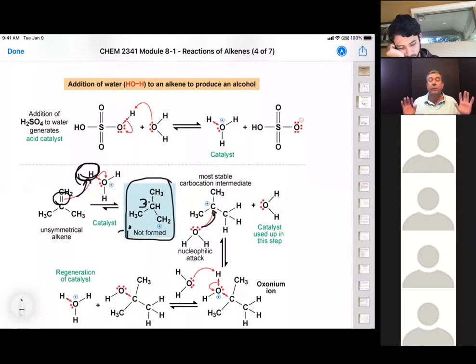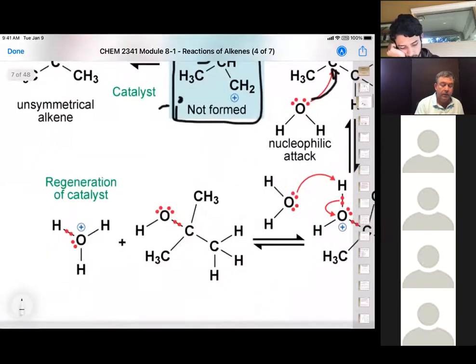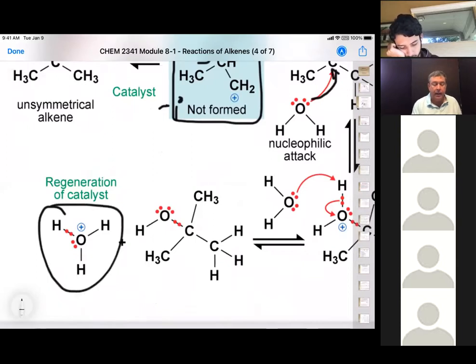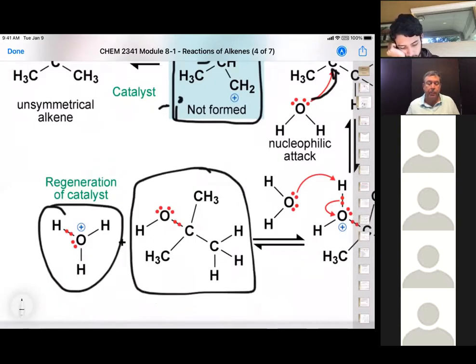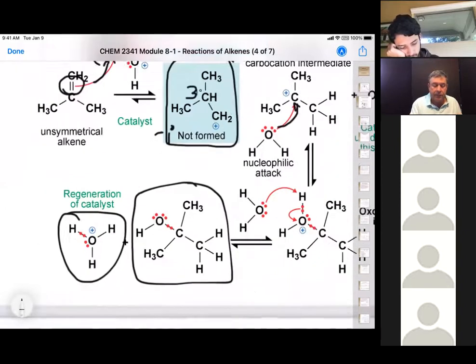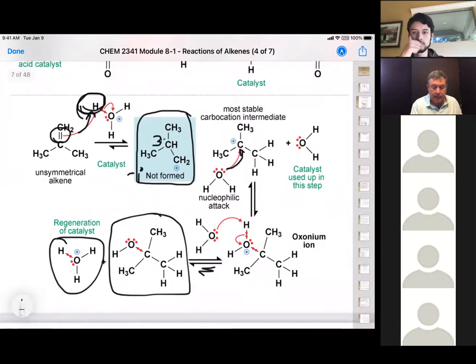When we do that, we now have a protonated alcohol, okay? Which means we have to use another equivalent of water to deprotonate that protonated alcohol, and we regenerate our catalyst of our acidified water, and we gain our neutral alcohol, okay? Notice, each and every one of these steps is reversible, okay? So what does that mean? That means that you can do this reaction to make the alkene by removing water, or you can add water and take an alkene and turn it into an alcohol.